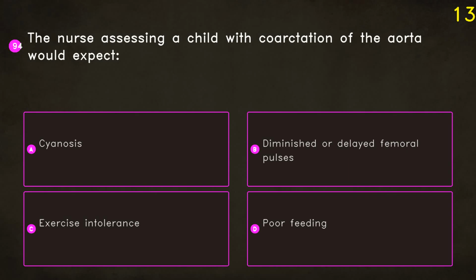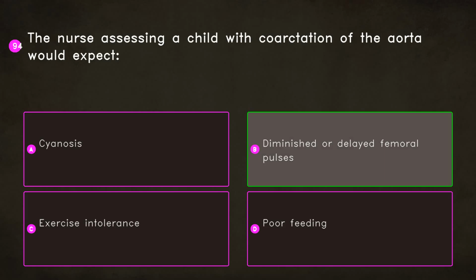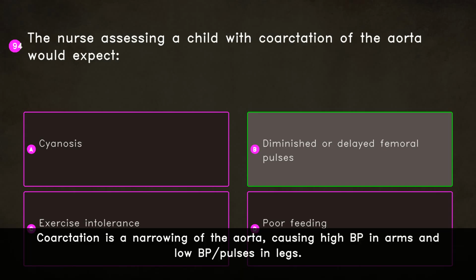Question 94. The nurse assessing a child with coarctation of the aorta would expect: A. Cyanosis. B. Diminished or delayed femoral pulses. C. Exercise intolerance. D. Poor feeding. The correct answer is diminished or delayed femoral pulses. Coarctation is a narrowing of the aorta, causing high BP in the arms and low BP and pulses in the legs.